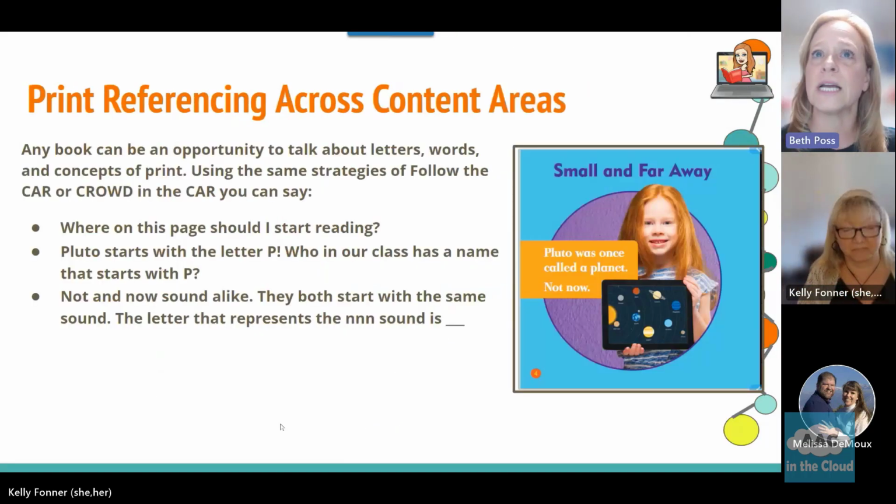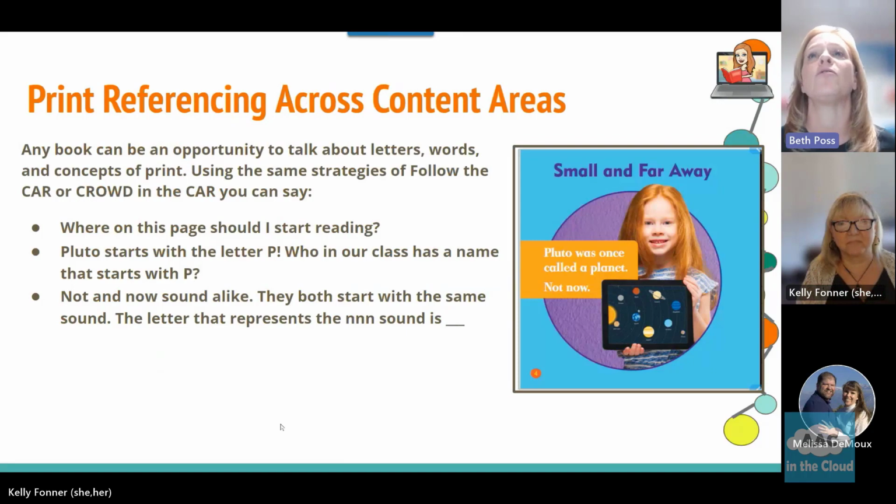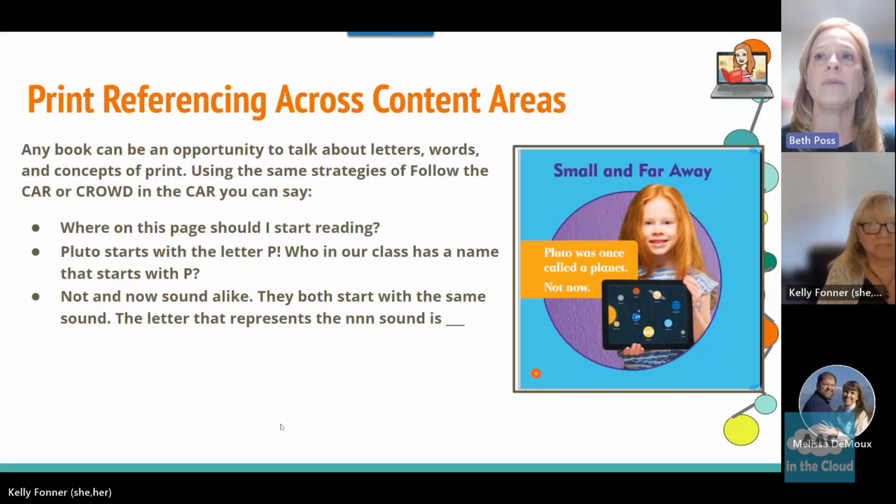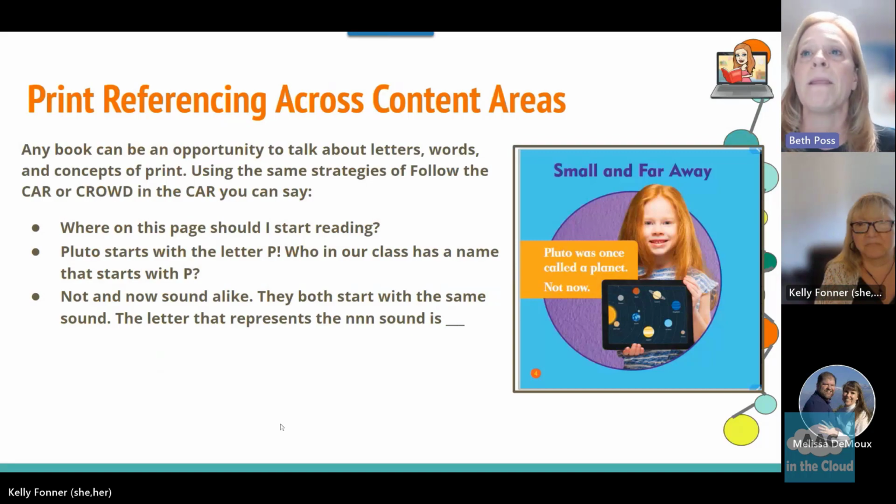We mentioned print referencing a couple of times. This is also another great way that you can enhance and embed that alphabet and that phonics instruction. And you can use those same strategies of follow the car or crowd in the car. So let's say we were doing a shared reading of this book, which happens to be a digital book on planets, right? And so it can be things like, where on this page should I start reading? That's a concept of print thing, right?